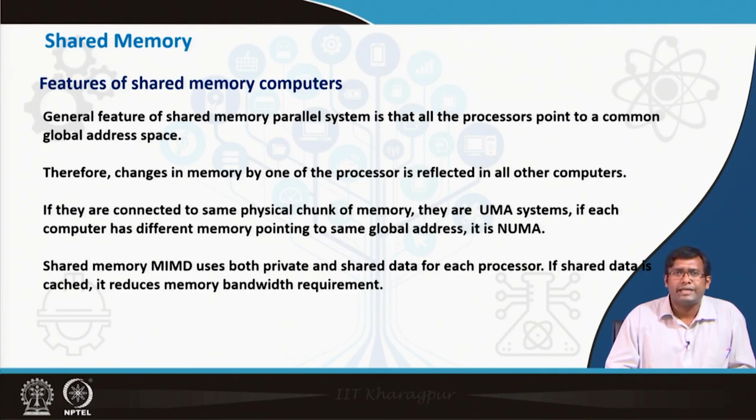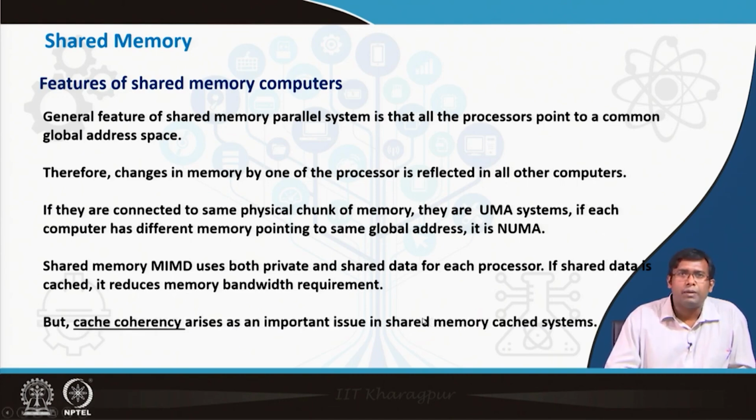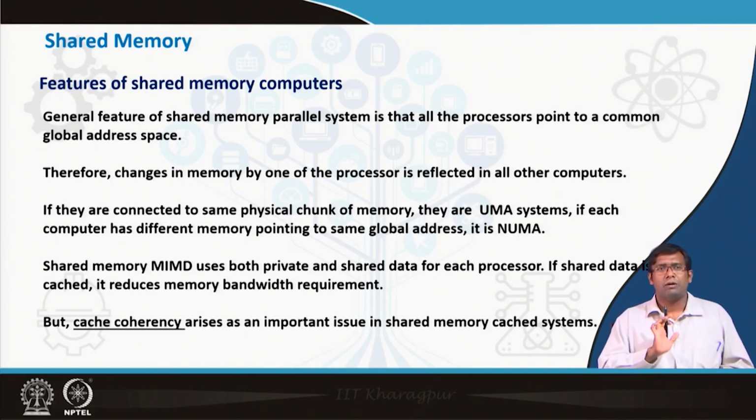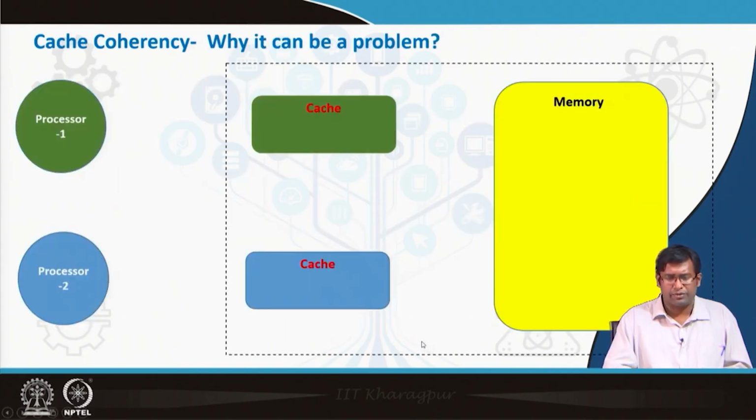If shared data is cached, we need to use cached systems for better performance. Again, if it is cached, then the memory bandwidth requirement is reduced. So, it is good to have cache in shared memory MIMD systems too. But in case you have cache, there is an important issue called cache coherency, which is very important in terms of the overheads and operation of a shared memory cached system. We will see what a cache coherent system is.